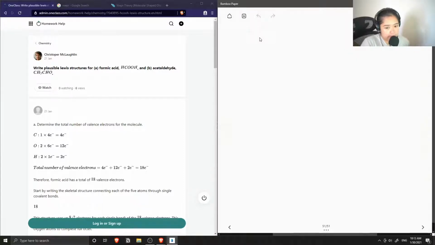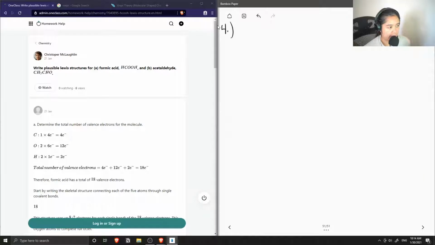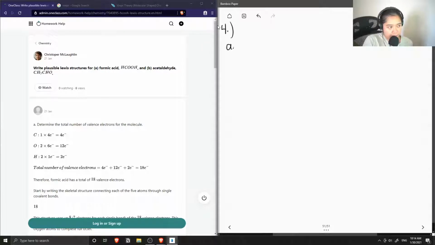Okay, so question number 4. Write plausible Lewis structures for A, formic acid, and B, acetaldehyde. Okay, so let's do formic acid first, which is HCOOH.